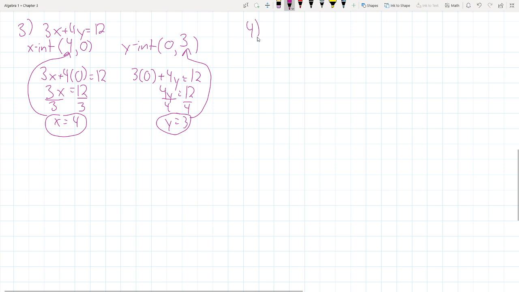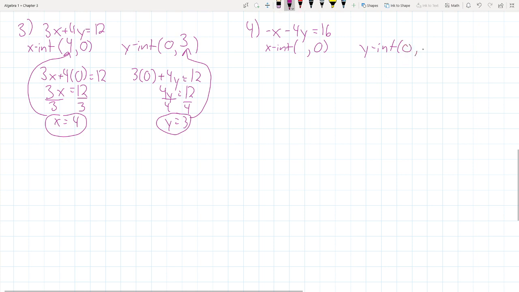Number 4 is going to work almost exactly the same, except we have slightly different numbers. So I have negative x minus 4y equals 16. If I want my x-intercept, I'm going to set my y equal to 0. And for my y-intercept, I'm going to set my x equal to 0.